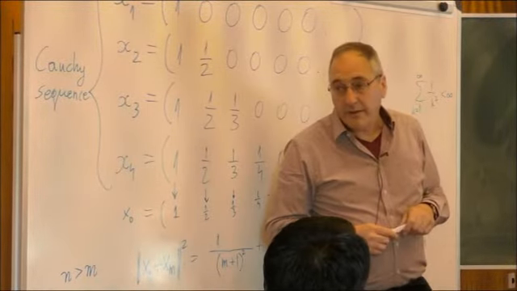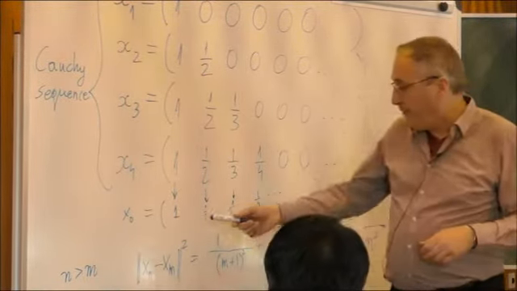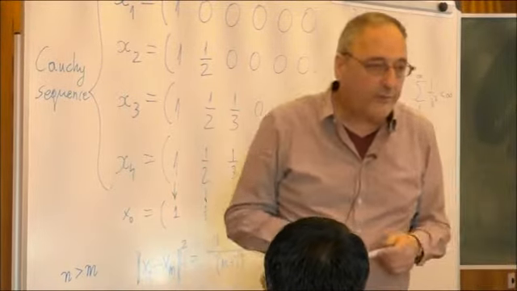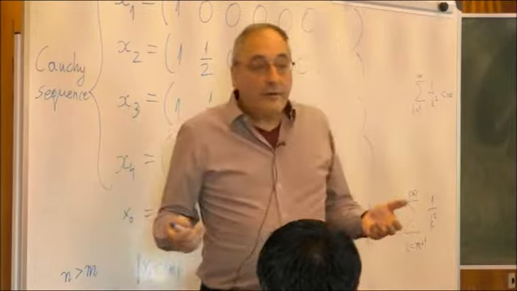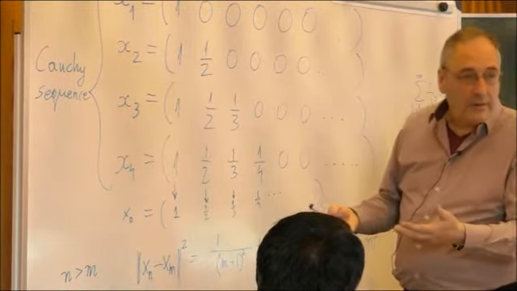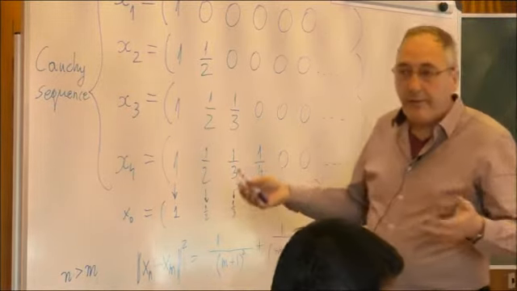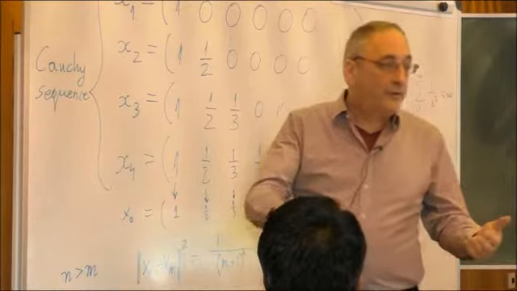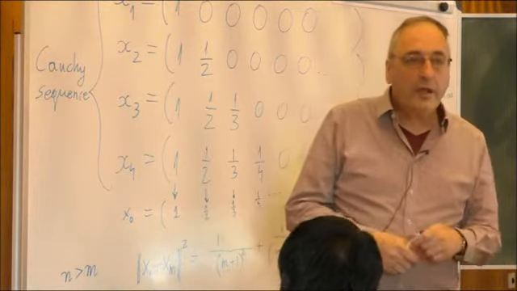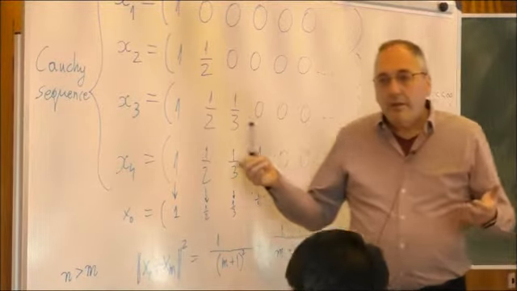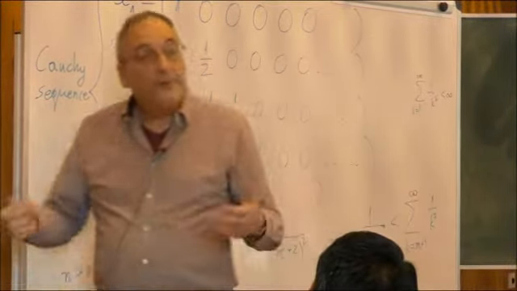It's not in L1, because the sum of 1 over k is infinity. So therefore, the assumption that there is a limit sequence was wrong. It has no limit sequence, and so this is a Cauchy sequence which has no limit. Okay. Now, there are inner product spaces which are not Hilbert spaces.